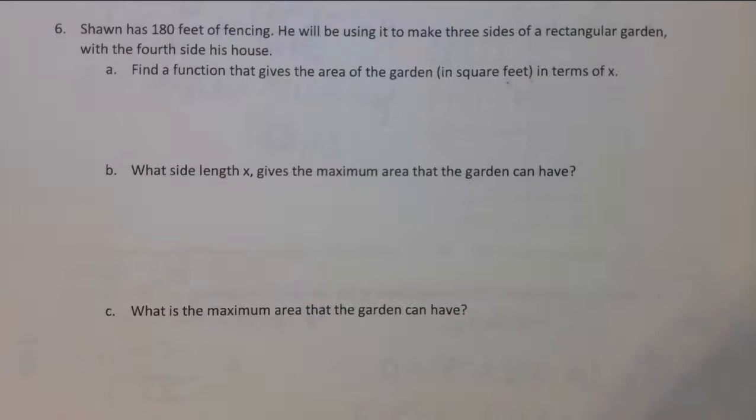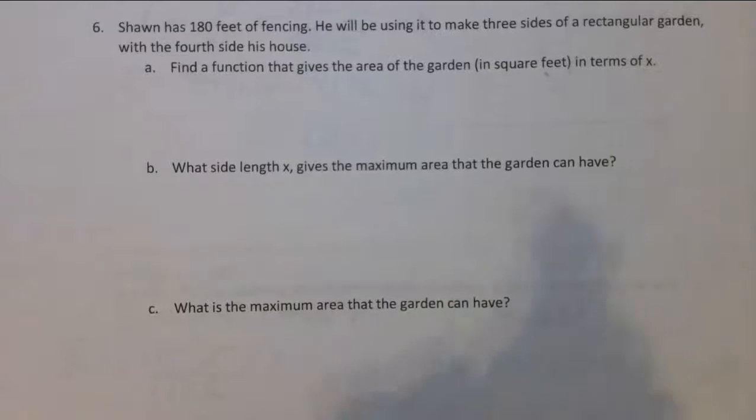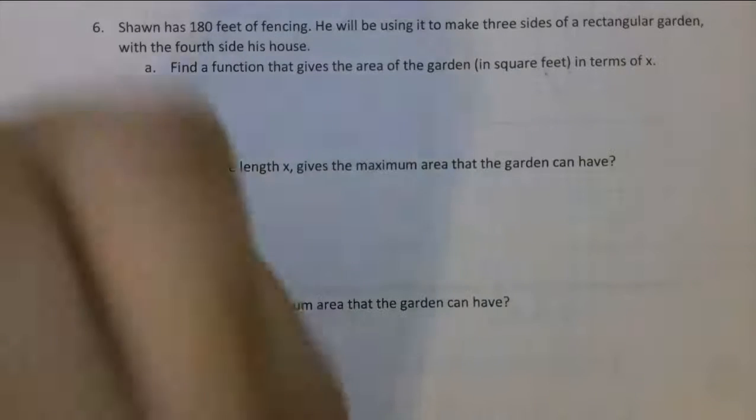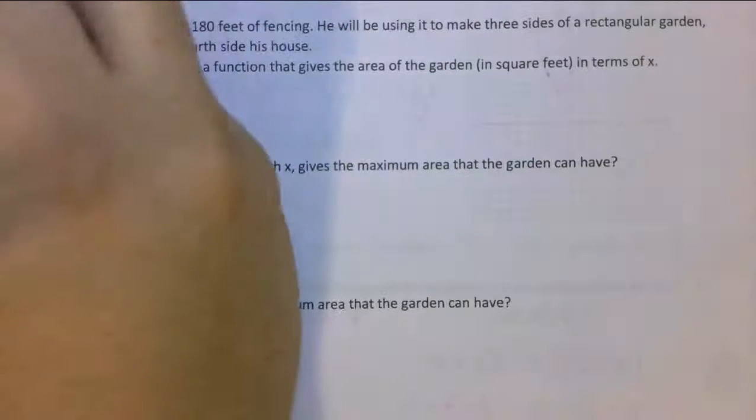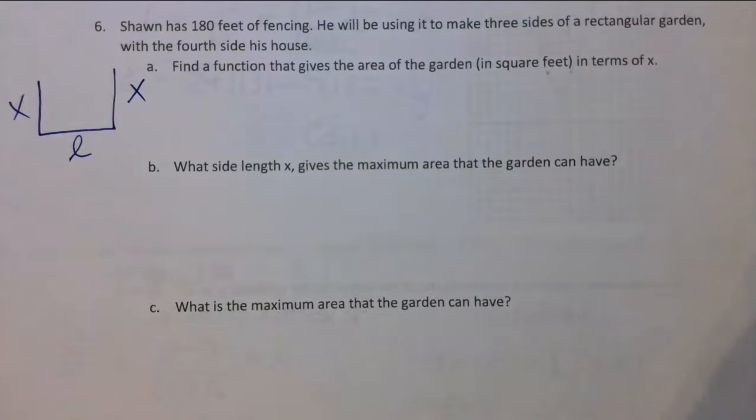Okay, number 6 tells me Sean has 180 feet of fencing. He is going to be using it to make 3 sides of a rectangular garden, with the 4th side being his house. So it's going to look like this. He has 2 x's and 1 length. We want to find a function that gives the area of the garden in square feet in terms of x.